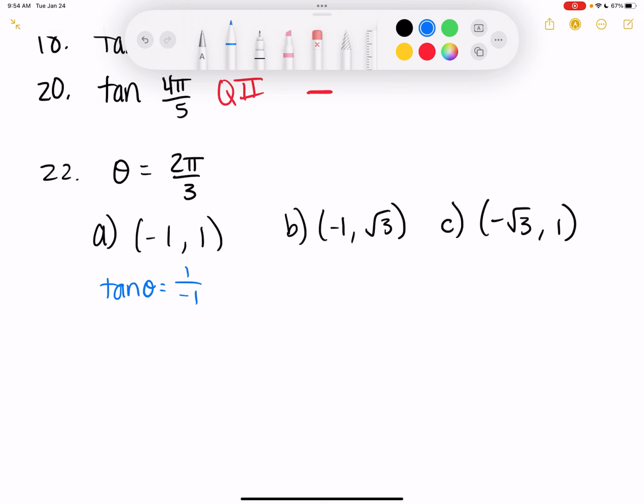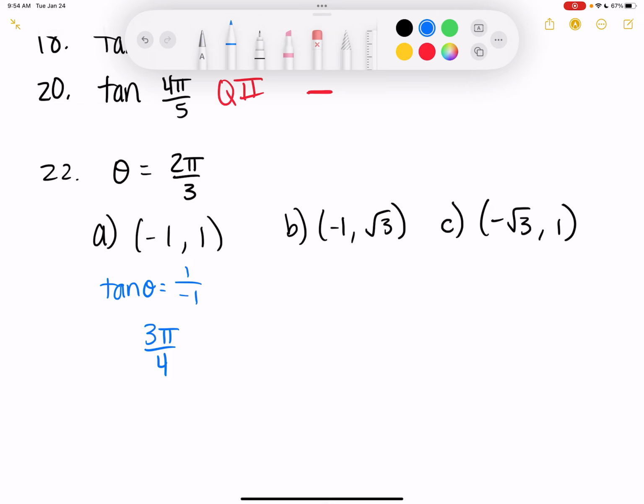It's also in quadrant 4. Yeah, that's true. But yes, okay, so it's 3 pi over 4. We're going to go with that, which is not that. It's not theta, it's 2 pi over 3.